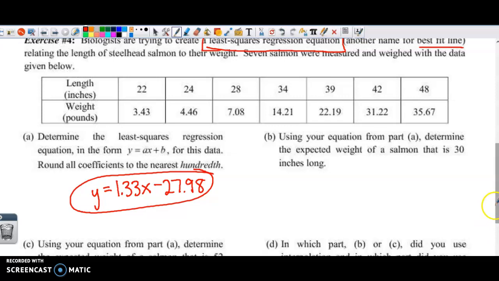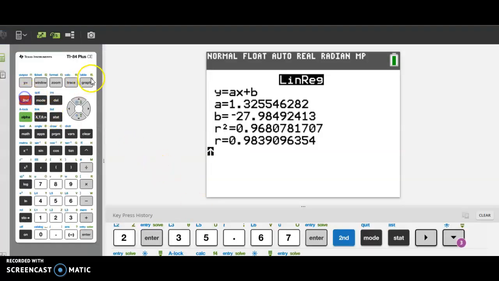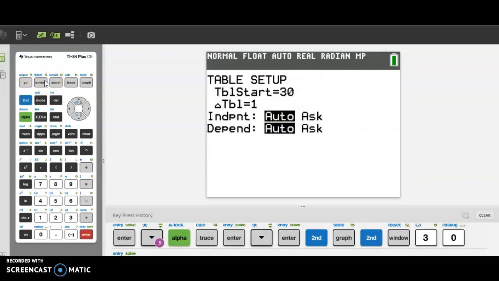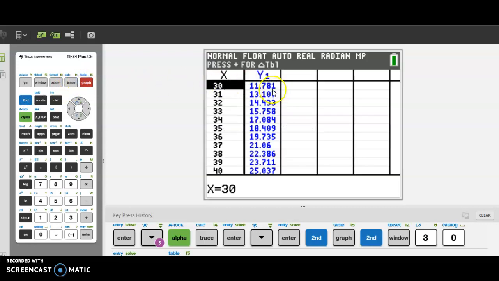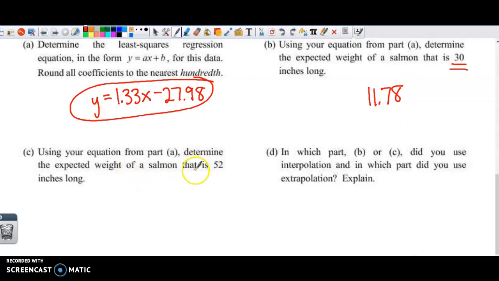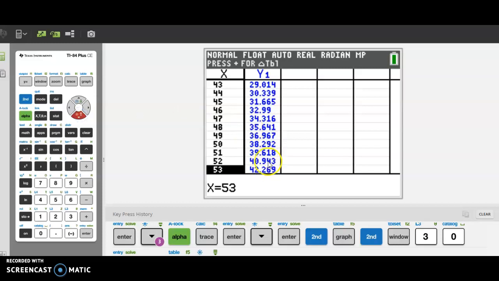So if we use that equation, now what we can do is figure out for 30 inches long, and this is why I like doing that store reg, is now I could actually go to my table of values. I can jump to 30 in my table of values to see that it should be about 11.78. And then I can set the equation, and then I can jump down to 52 for 40.94.